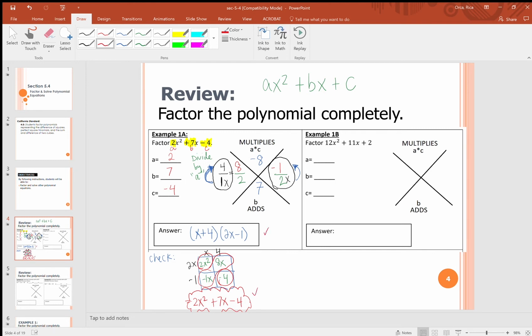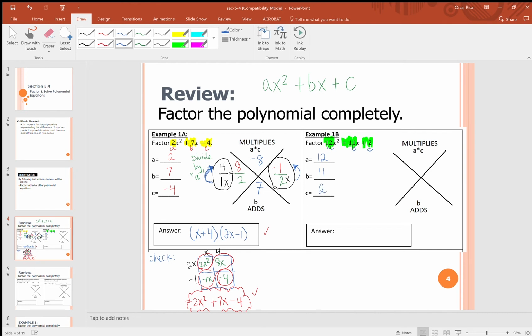Now let's look at example 1b. We have 12x squared plus 11x plus 2. We want to factor the trinomial. Like last time, we want to identify a, b, and c. A is 12, b is 11, and c is 2.